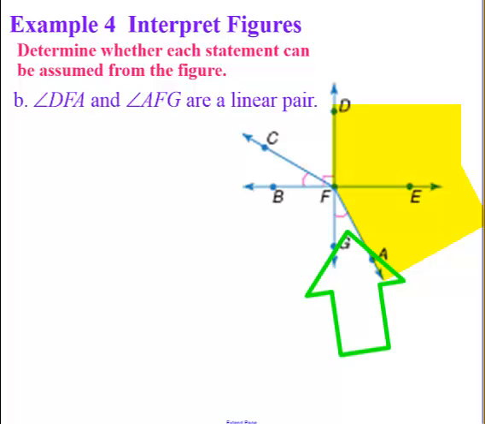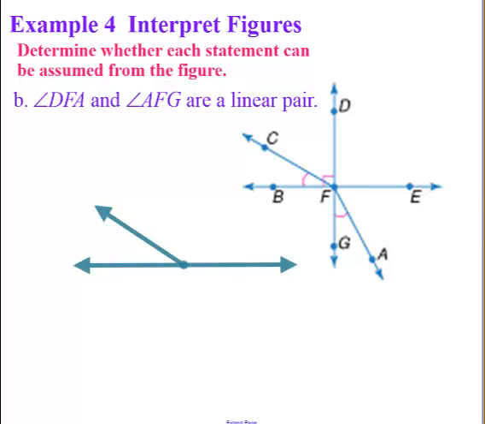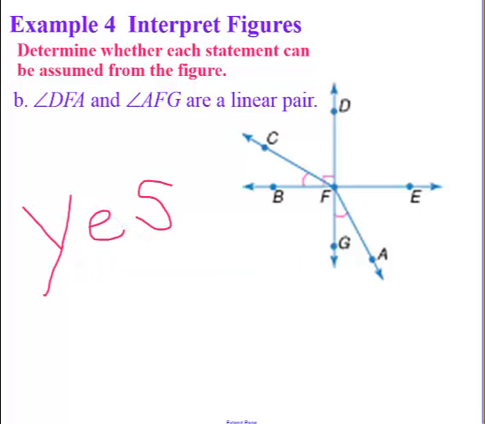Part B. Angle DFA and angle AFG are a linear pair. Well, to be a linear pair, they would have to form a straight line and would be equaling 180 degrees. So, yes, they are adjacent angles whose non-common sides are opposite rays, and they would add up to 180 degrees, forming a straight line together.